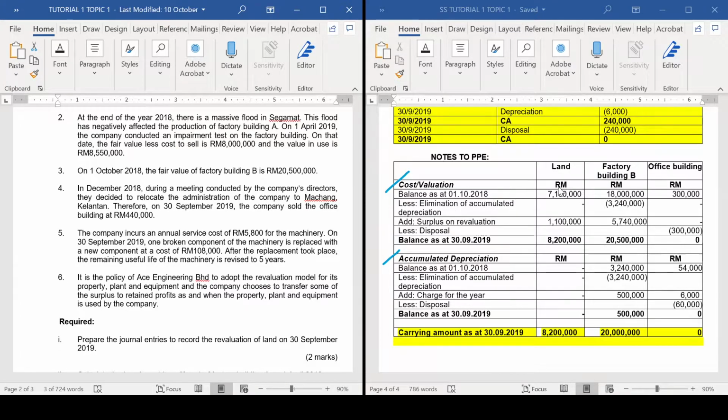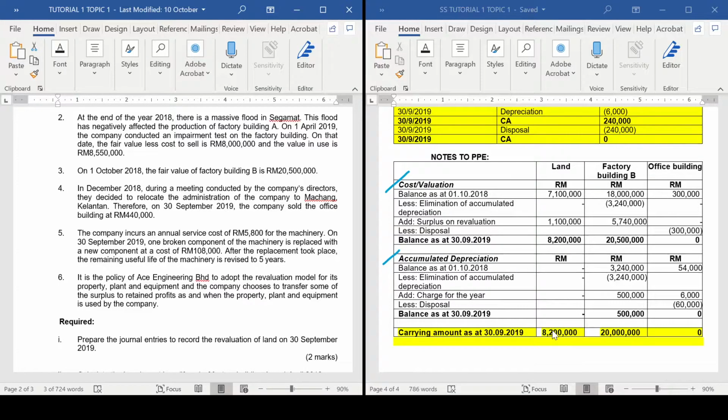But for the cost of land or revalued amount of land, at the beginning of the year, as we discussed before, there is a change to the cost from 8 million to 7.1 million in year 2014. So that will be the new gross carrying amount for the land. In the year ended 2019, there is a surplus on revaluation of 1.1 million, so we add it here. The balance at the end of the year is 8.2 million. So 8.2 million minus 0, the carrying amount equals 8.2 million.